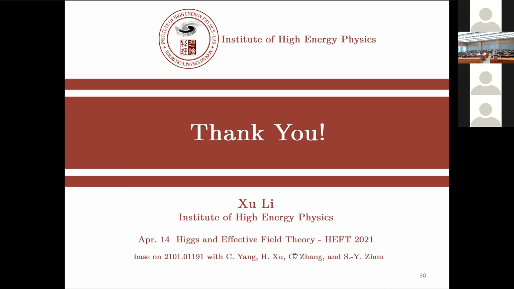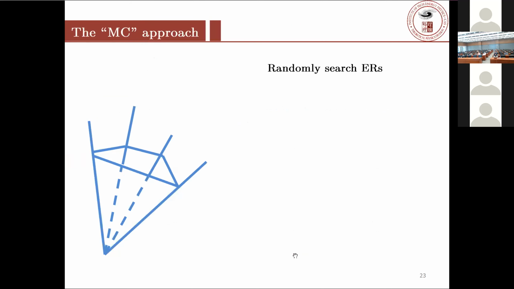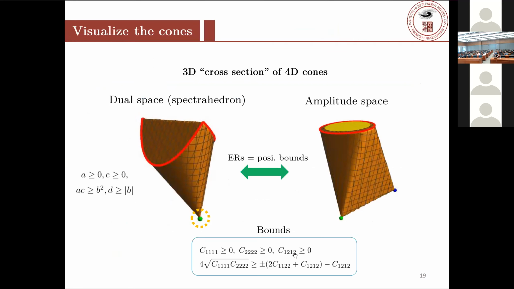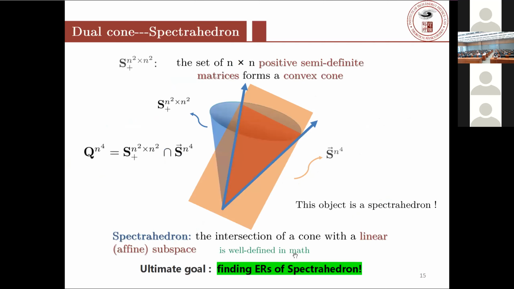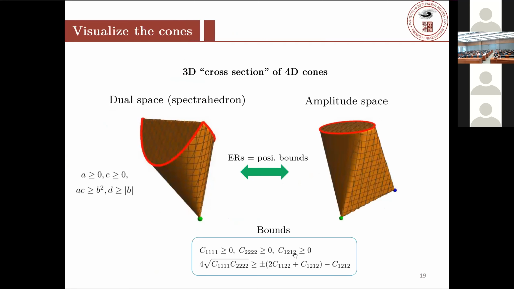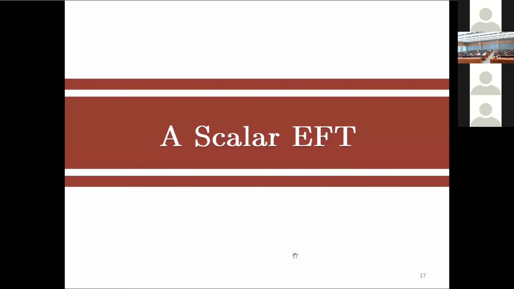So I have a quite naive question. What motivates you to think about the dual space instead of the original Wilson coefficient amplitude space? Can you repeat? Oh yeah. So basically, my question is that because you can also do it in the amplitude space, right? In that figure. Okay. But why do you do it in the dual space? Is there any advantage of doing it in the dual space instead of the original amplitude space?